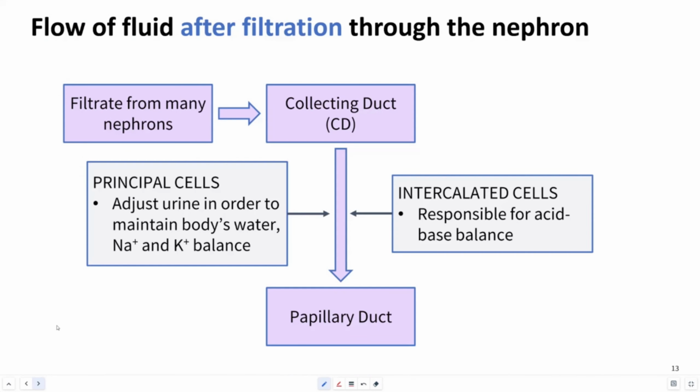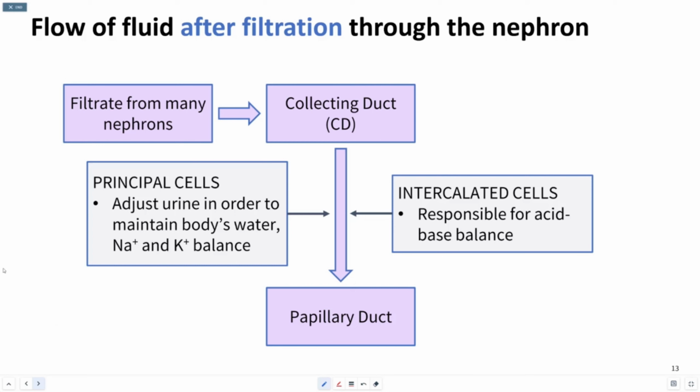So, collecting tubules and collecting ducts. Several nephrons drain into collecting tubules, and a series of collecting tubules drain into the collecting ducts. A group of collecting ducts then drain eventually into the papillary ducts within the renal papilla. Epithelial cells of the collecting tubules are mostly cuboidal shaped, while the collecting ducts near the renal papilla are very tall and columnar. The collecting tubules and collecting ducts contain two types of specialized cells.